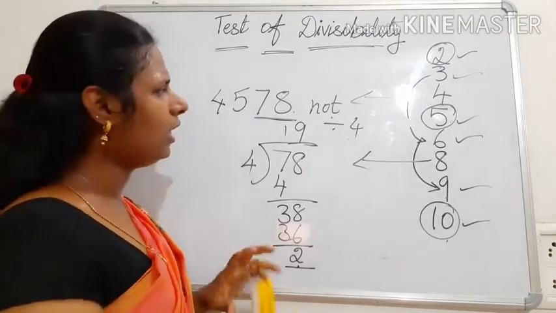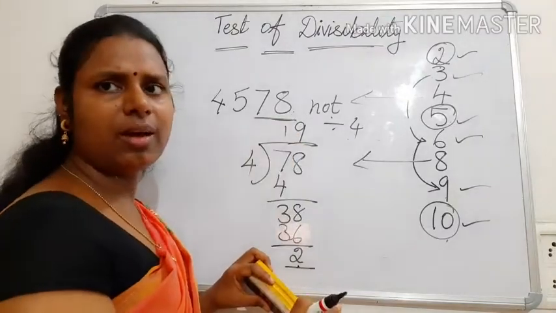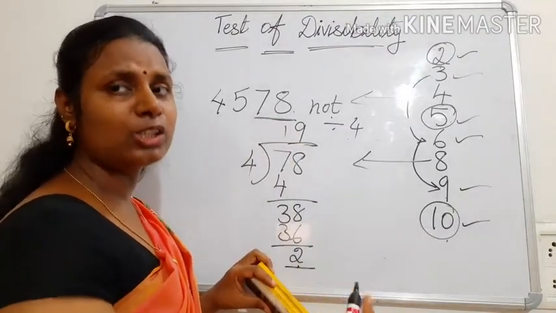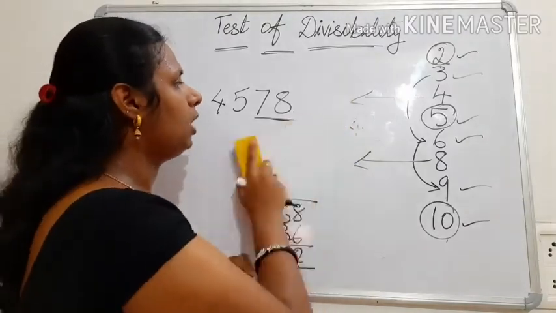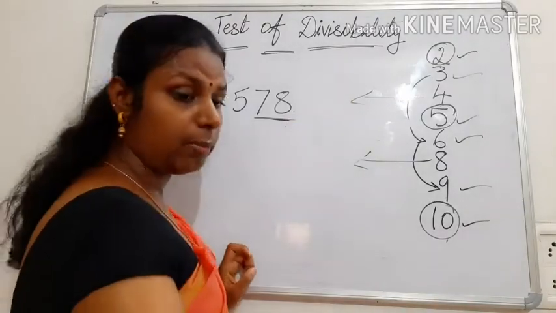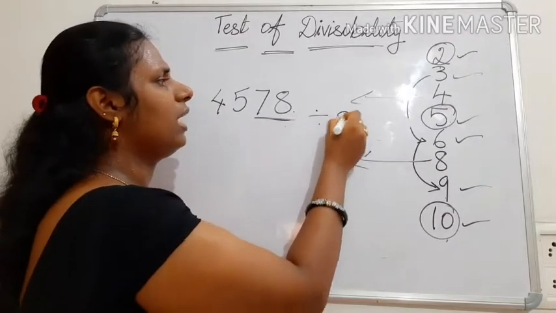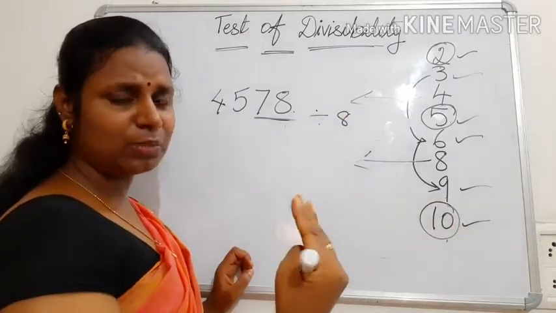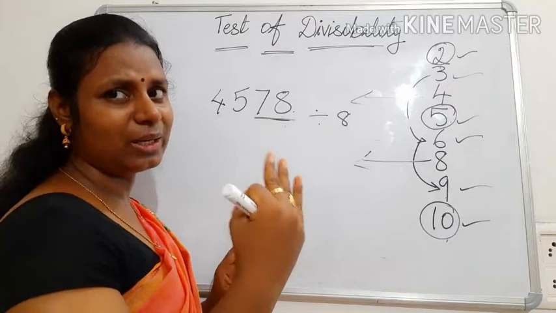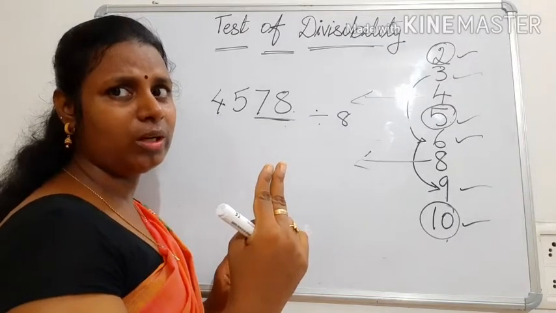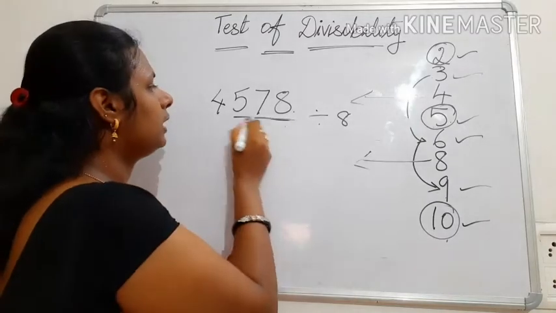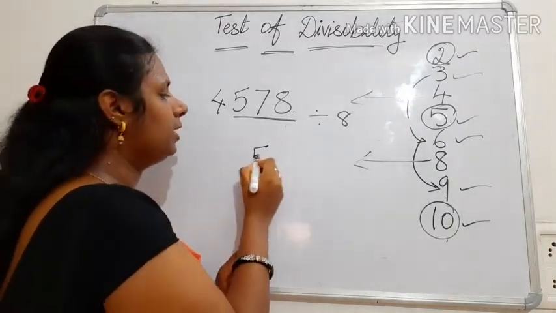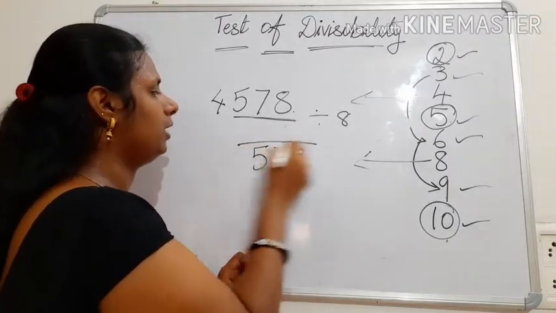Have you understood? Taking only 2 digits is enough. From one's place you have to take 2 digits. For the table of 8, to find out whether that is divisible by 8, you have to take 3 digits from one's place. There you have taken 2 digits for 4, here you have to take just 3 digits. Okay. So let us take 3 digits here. 578 divided by 8.